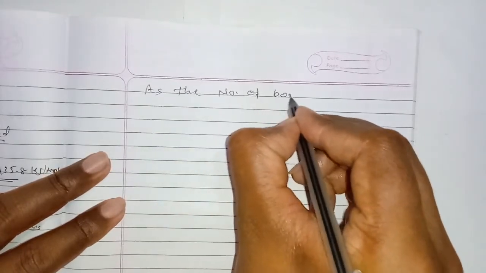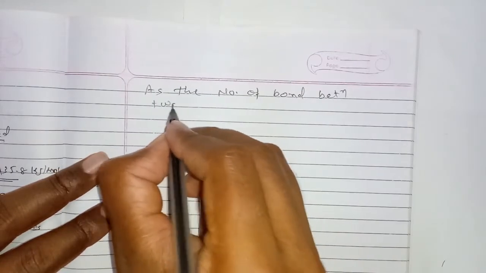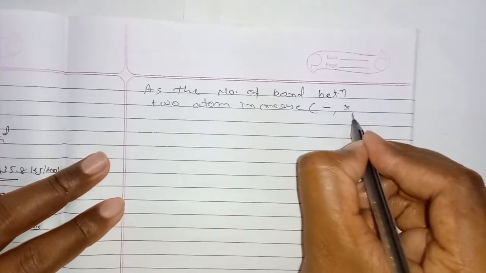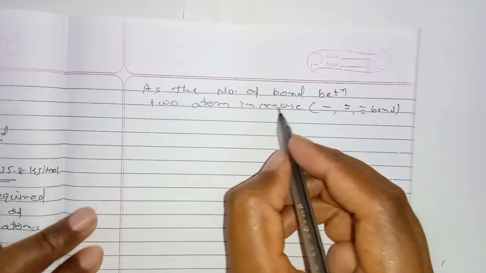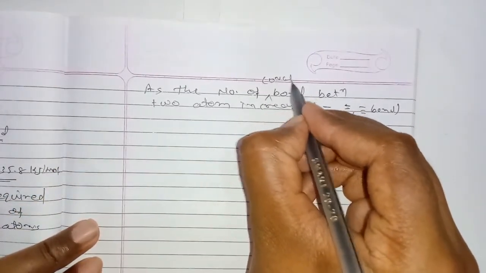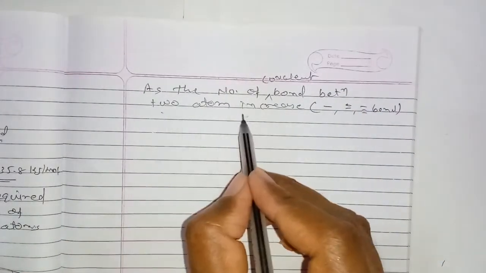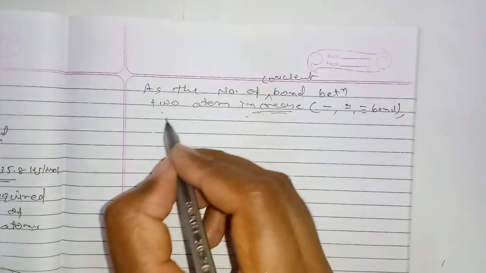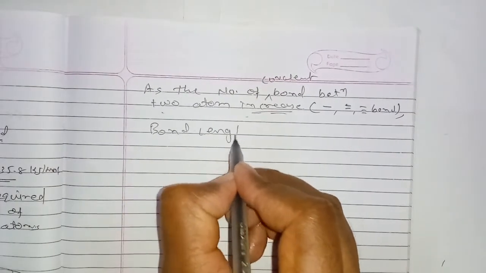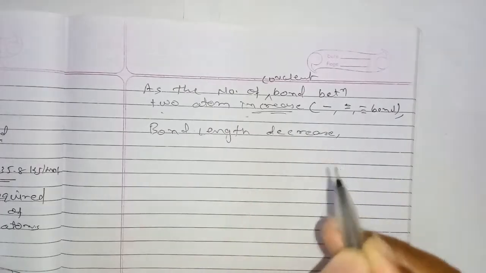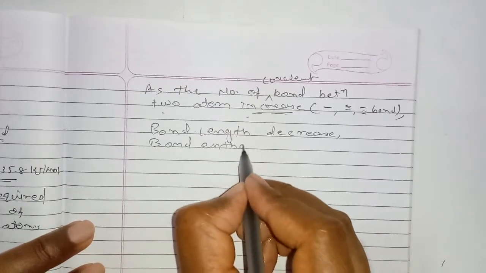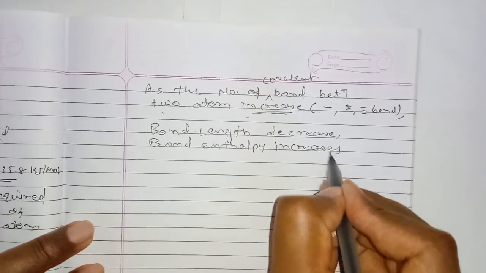As the number of covalent bonds between two atoms increases, whether single, double or triple, their bond length decreases, but their bond enthalpy increases.